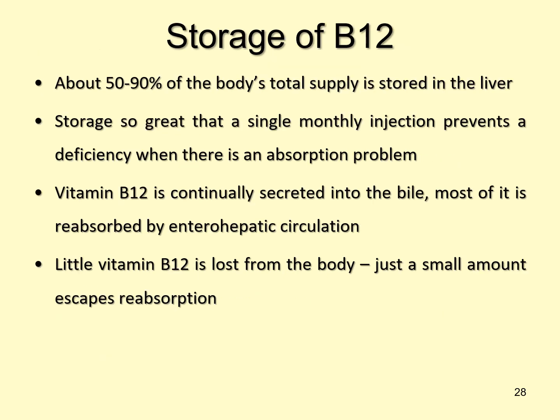When you look at the storage of vitamin B12, 50 to 90% of the body's total supply is stored in the liver, and the storage is so great that a single monthly injection prevents a deficiency when there is an absorption problem. This vitamin B12 is continually secreted into bile. Most of it is reabsorbed by enterohepatic circulation. Therefore, little vitamin B12 is lost from the body; just a small amount escapes reabsorption. So the storage of vitamin B12 mainly takes place in our liver.